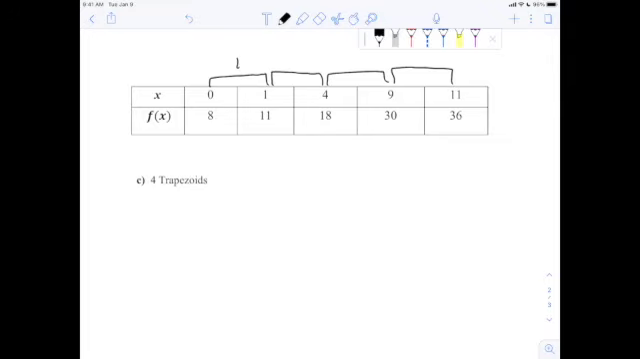This width of 1 is the height of the trapezoid. That 3 is the height. That 5 is the height. That 2 is the height of the trapezoids. And each trapezoid, the bases are both sides of the interval, the left and the right, right? That's base 1 and base 2. So just keep that in mind when you're doing this.